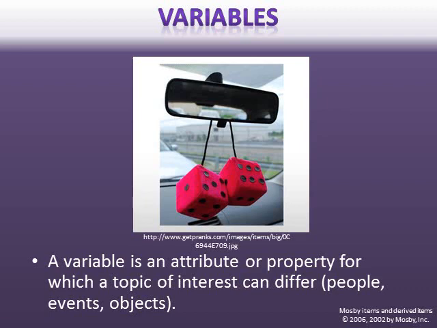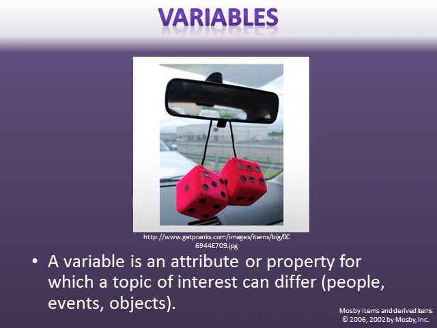A second element that introductions will almost always include is a discussion about the variables looked at in the study. So a variable is really an attribute or property that various topics of interest within the study can differ by. So what I mean by that is, it could be whether someone has high or low blood pressure. That would be a variable, something that can be different for different individuals. So it can be characteristics of people.